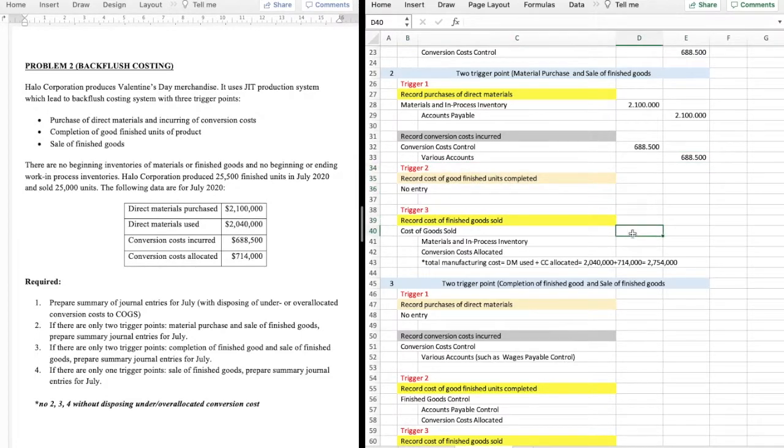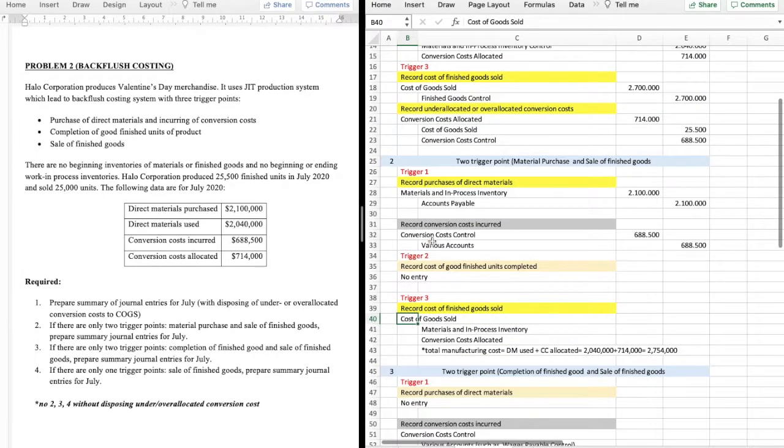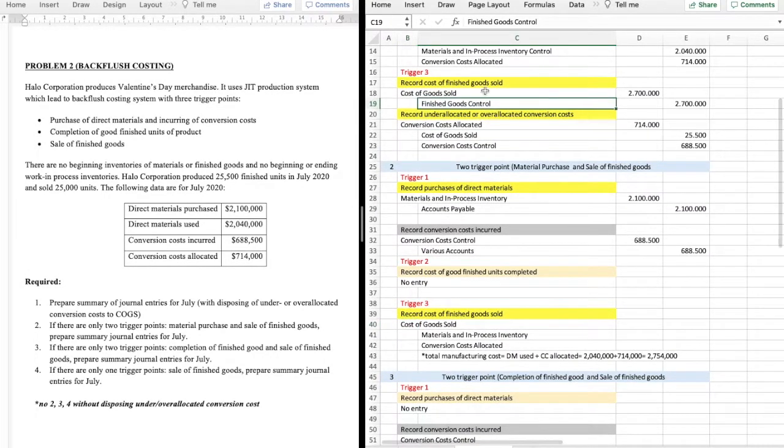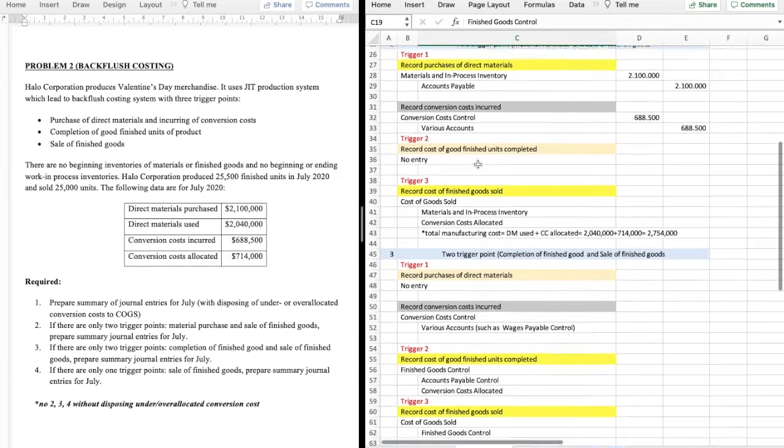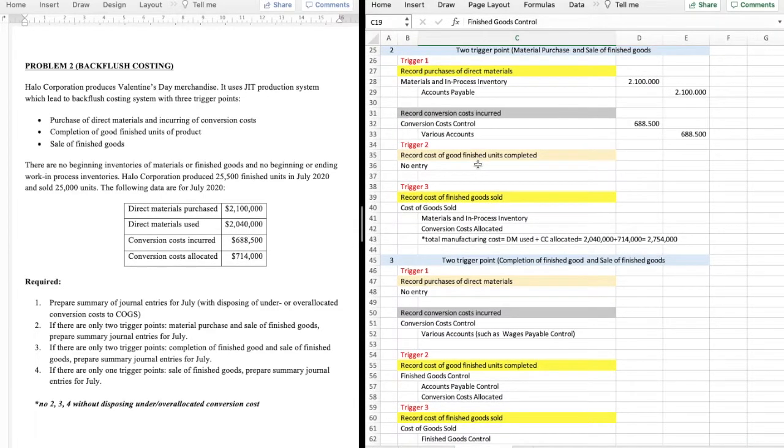And we're jumping to the third trigger, that is to record the cost of finished goods that is sold. So actually the debit side is still the cost of goods sold, but the difference here is in the credit side. Before, we credited the finished goods control, but here, since we have no account for the finished goods, we are crediting the materials and conversion costs.